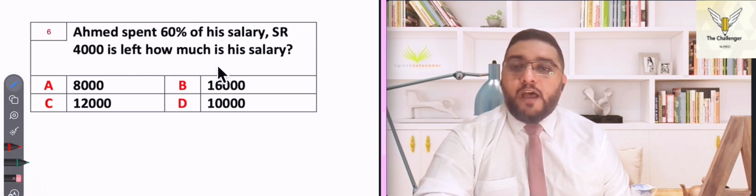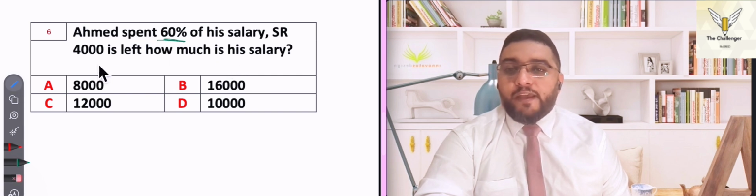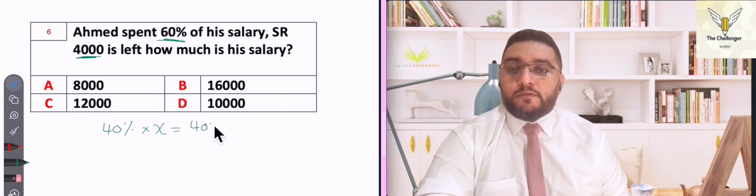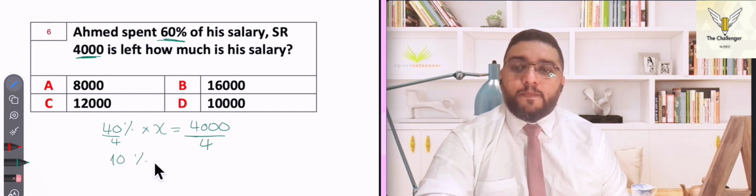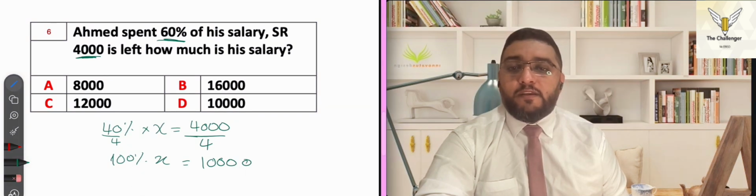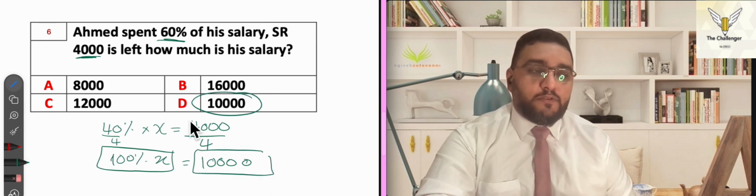4,000 reals is left. How much is his salary? So if we spent 60% and we have 4,000 now, it means in 40% of his salary, this is equals 4,000. We can divide both sides by 4. So 40 divided 4, it will be 10% of x equals 1,000. Then multiply both sides by 10. So this is by 10, this is by 10. So x equals 10,000. So the answer is 10,000.